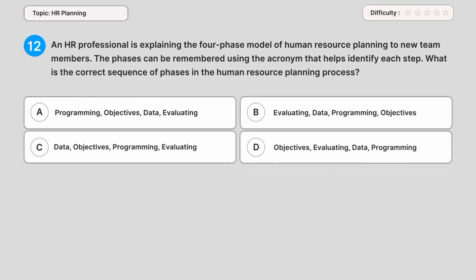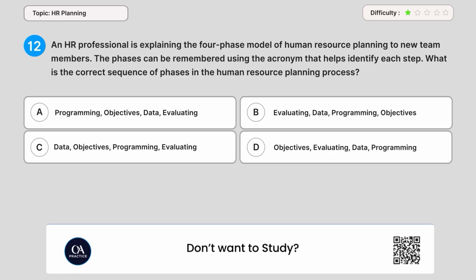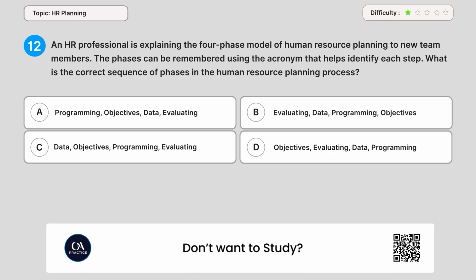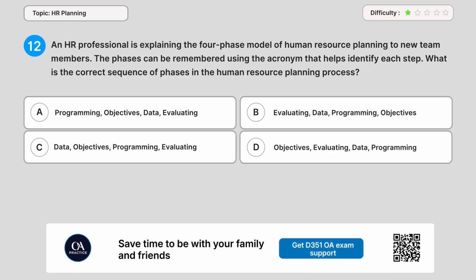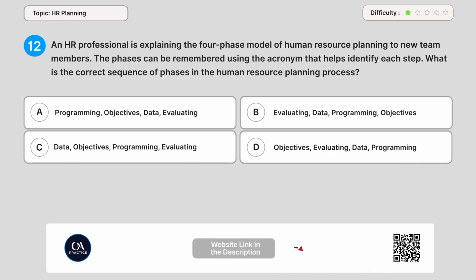12. An HR professional is explaining the four-phase model of human resource planning to new team members. The phases can be remembered using the acronym that helps identify each step. What is the correct sequence of phases in the human resource planning process?